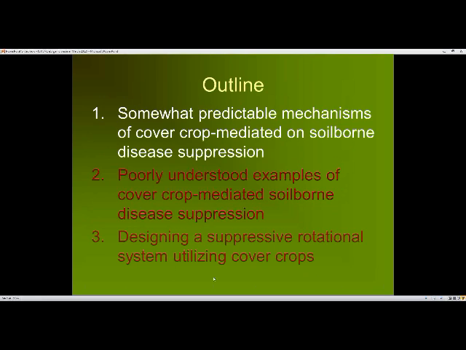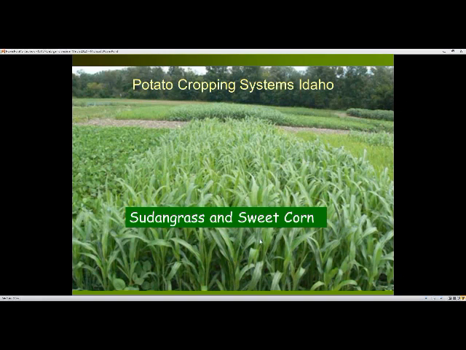So now I want to move into some still poorly understood examples, but then talk about how those researchers are taking the next step, using their cover crop by cover crop work to design a suppressive rotational system. So the first system I'm going to talk about is some work led by Jim Davis's group at Idaho, with a focus on both Sudan grass and sweet corn.